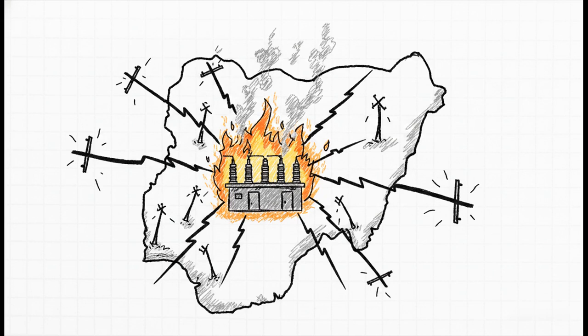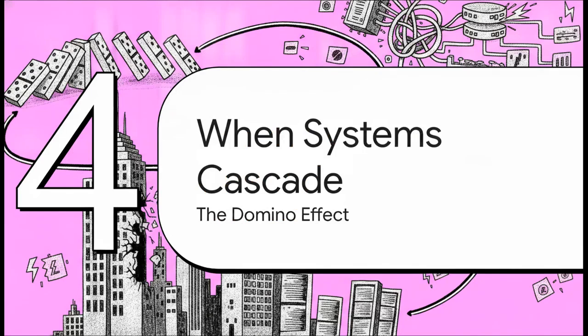Between 2022 and 2024, the repeated collapses of the Nigerian national grid served as a very stark, real-world rehearsal for these exact kinds of scenarios. Now, to be clear, these specific events were technical failures, not cyber attacks, but they perfectly proved a terrifying point about our chronic fragility. We saw firsthand how a single fire at one single electrical substation could trigger a catastrophic nationwide blackout. Which brings us to part 4, when systems cascade.